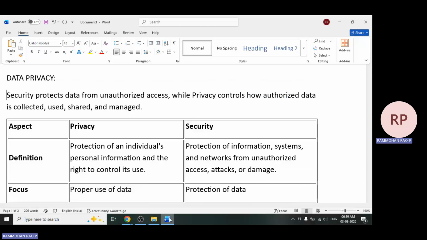It means if my data is shared or stored at some place, I want control over my data. I want to decide who should see my data, who should access my data, who should not see my data, and to what extent my data can be shared. If that control is with me, then it is called privacy.